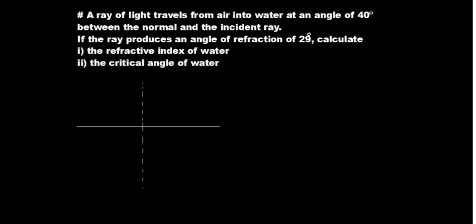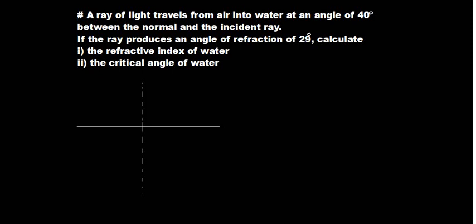Okay, so we look at light, and the question says a ray of light travels from air into water, which basically means we have a ray of light moving from a vacuum, which is air, going into water, and we have been told that it travels at an angle of 40 degrees. Okay, 40 degrees between the normal and the incident ray.